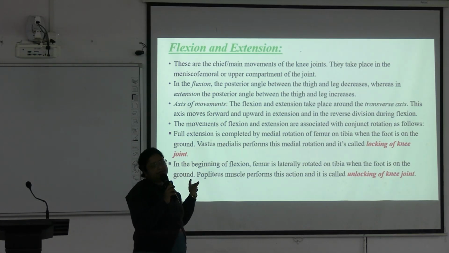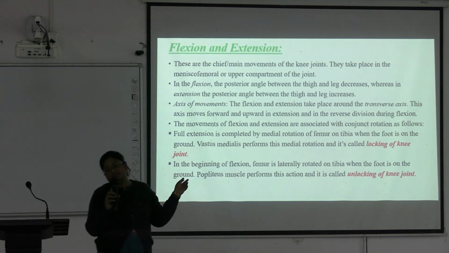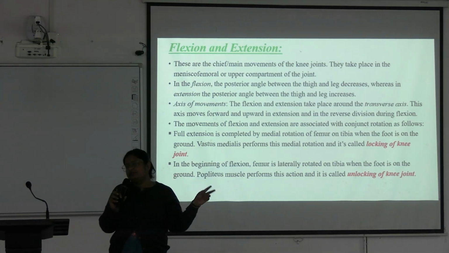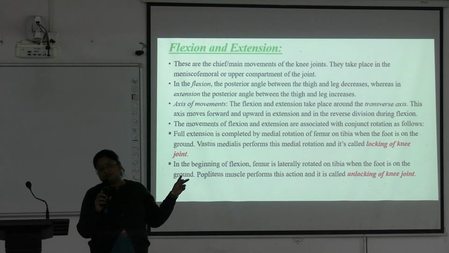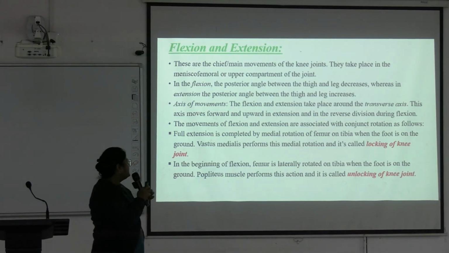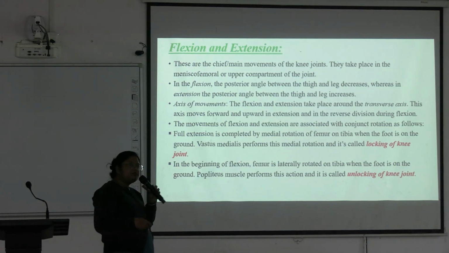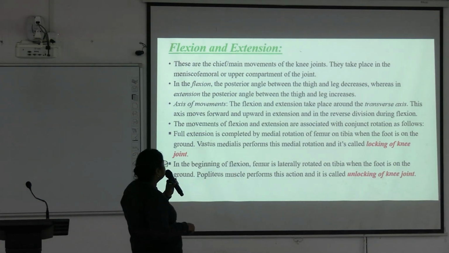This is one explain-why question: why is the popliteus muscle called the unlocking muscle of the knee joint? Because it helps in the lateral rotation of the tibia during the beginning of flexion. Okay, so this point is important for your explain-why.